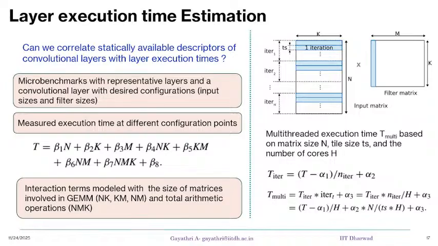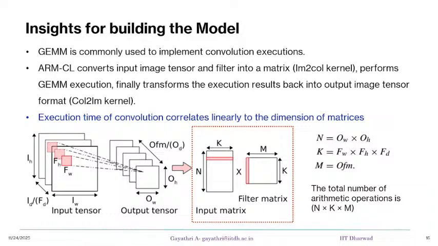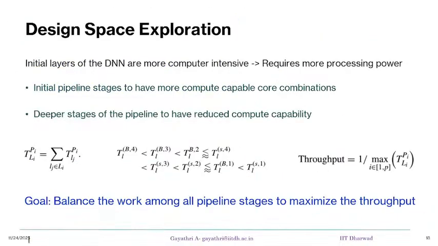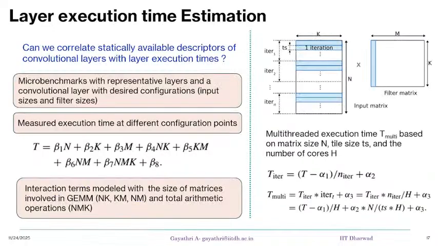So here, this t iter and iter t are dependent on the matrix size, the input size and the filter size, right? That's what we had seen in the previous slide. So now we know that we are able to estimate the time for a single core, and we are able to estimate time for a multi-core. Go ahead. What was alpha? So these are some constants that we had fit based on the profiling data that we have. So these are constants.